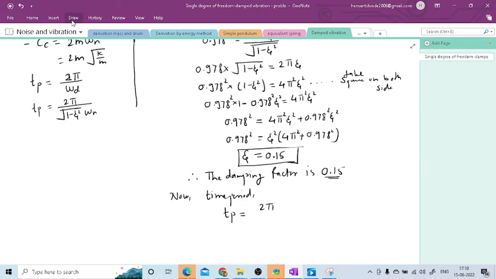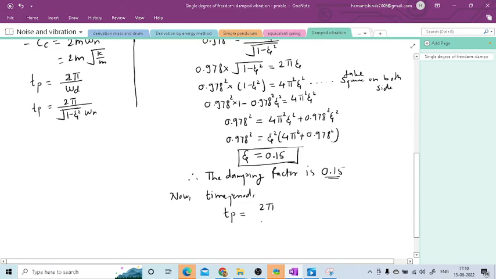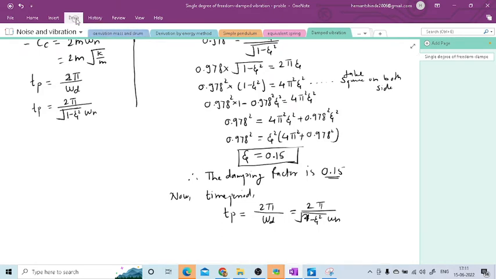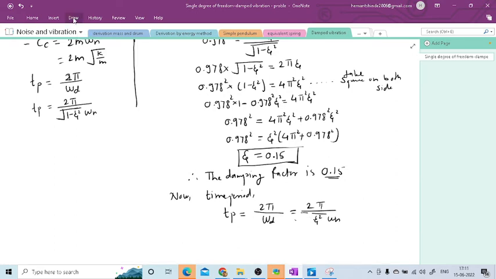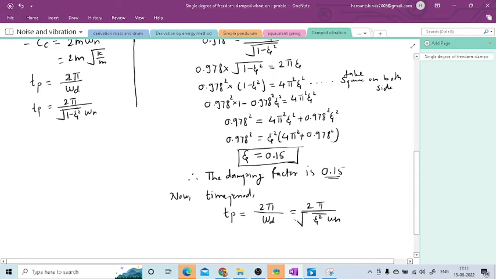Why is this omega omega d? Because the system that they have provided is a damped system. So we will require the formula of omega d, and omega d is given by root of 1 minus zeta square into omega n. Keep in mind that this omega n is outside of that root. It is not in the root.